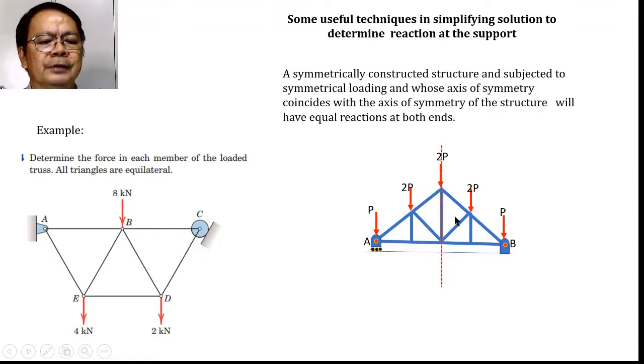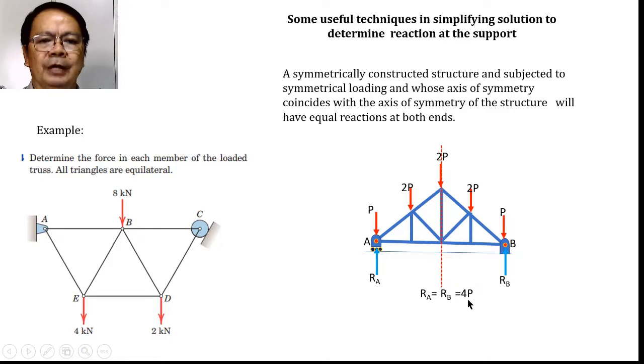Ano nga yung ibig sabihin nito? Kapag meron tayong symmetrical structure at symmetrically loaded, then the reaction at the support will be equal. Ibig sabihin, yung R sub A natin dito ay equal sa R sub B dito. And they will just share the loads on top of the structure. That means R sub A is equal to R sub B, and that is equal to 1/2 of all those loads on the top. Since total load is 8P here, then they will be sharing.